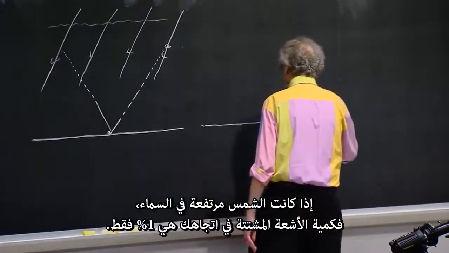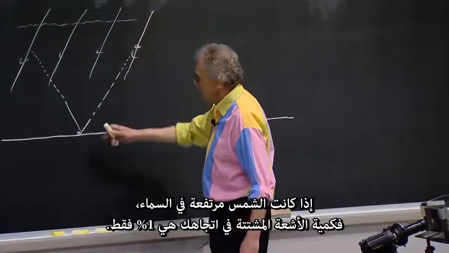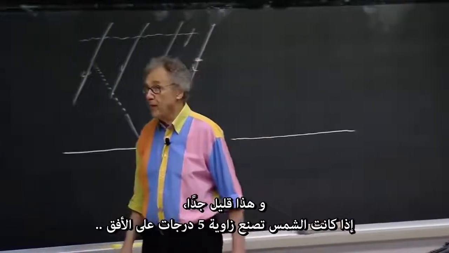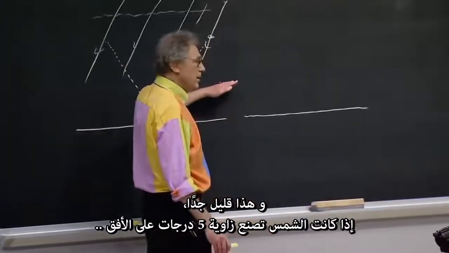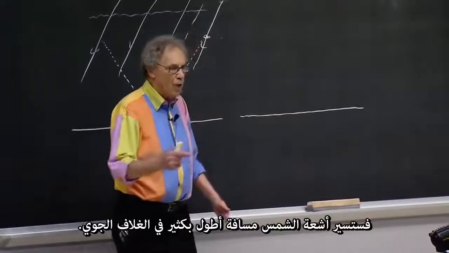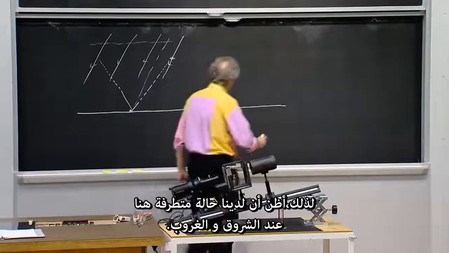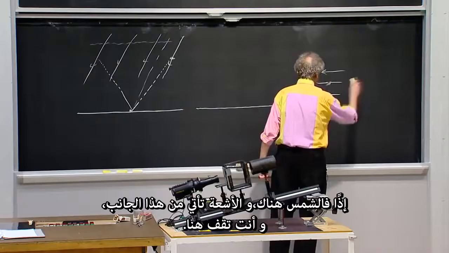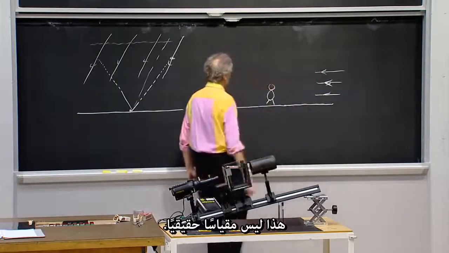If the sun is high in the sky, the total amount of sunlight that is scattered in your direction is only 1%, so it's very little. If the sun is 5 degrees above the horizon, then the sunlight has to travel through a lot more atmosphere. And so I take here a situation which is extreme when we have sunrise or sunset. So the sun is there and the light comes from this side and you are standing here. This is not to scale.